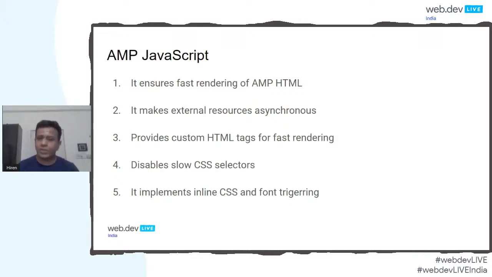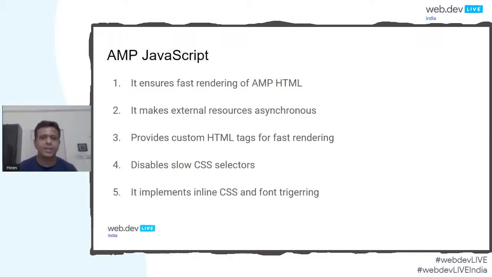It disables slow CSS selectors, because we all know that CSS can drastically slow down your app performance. So what AMP JavaScript does is disable all those slow CSS selectors. It also implements inline CSS, because as we all know, if we are using CSS from a third-party page or script, it will load the CSS, then apply it, and then your layout changes, and these are all very time-consuming activities.